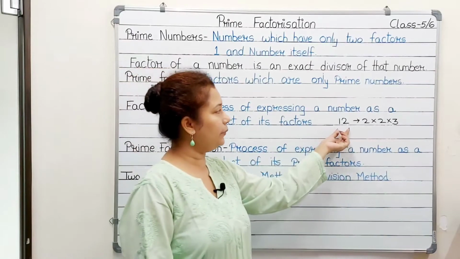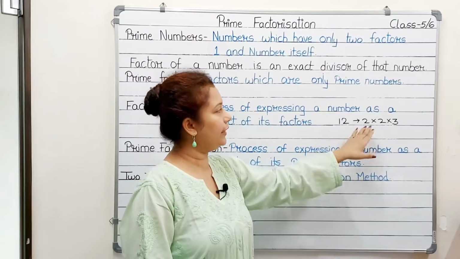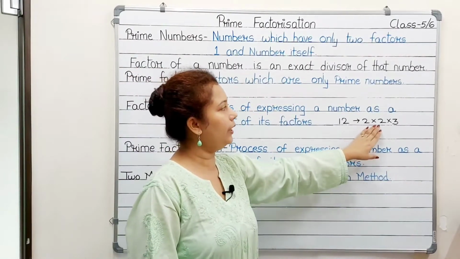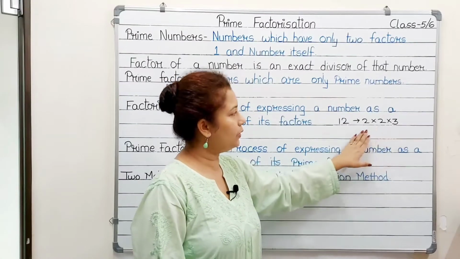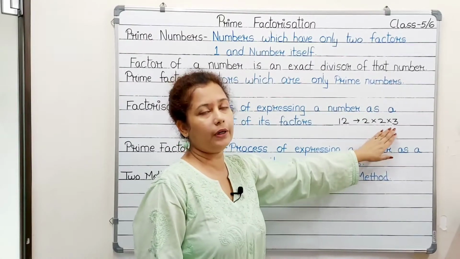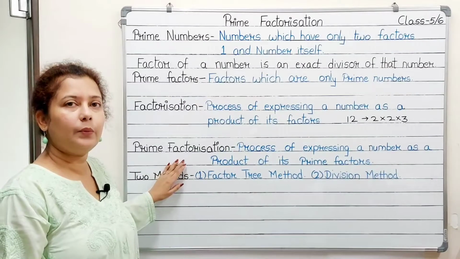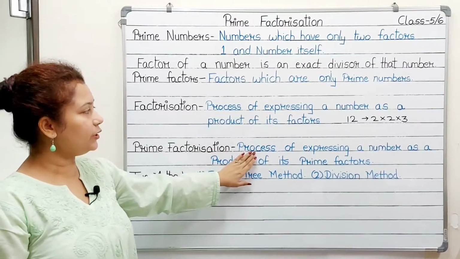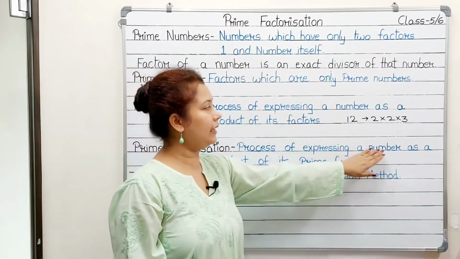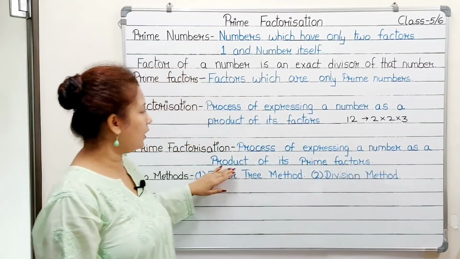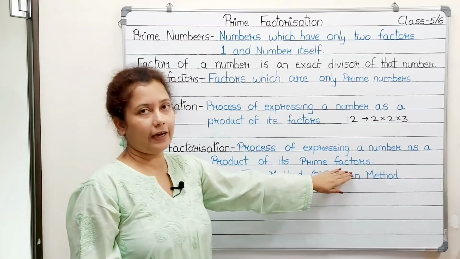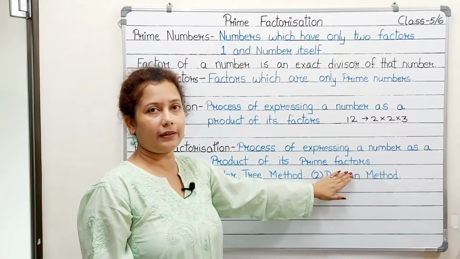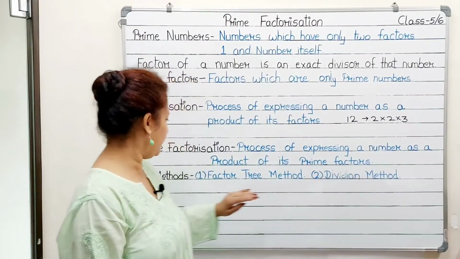For example, the given number is 12. So we will express it as 2 into 2 into 3. 2 into 2 is 4. 4 into 3 is 12. Prime factorization is a process of expressing a number as a product of its prime factors. So here all the factors will be prime factors.